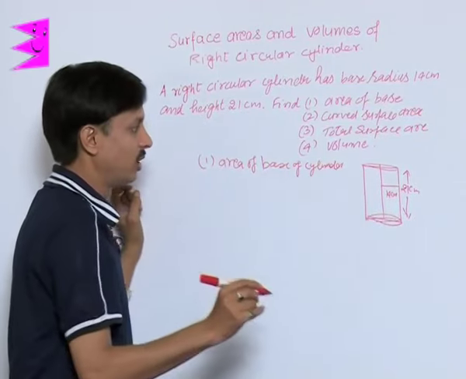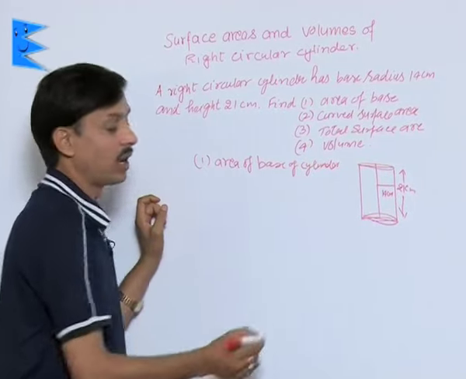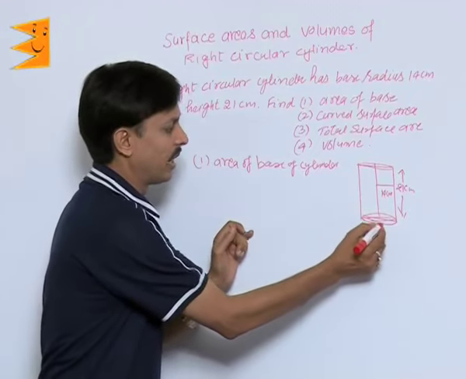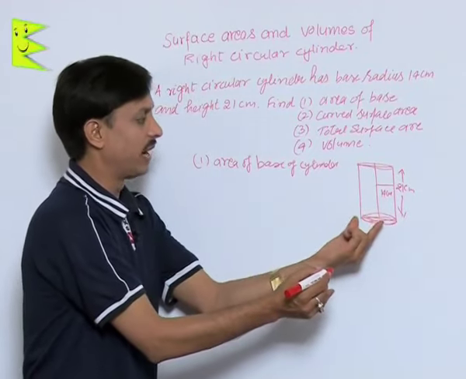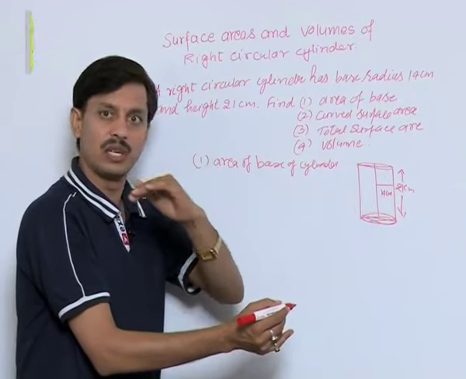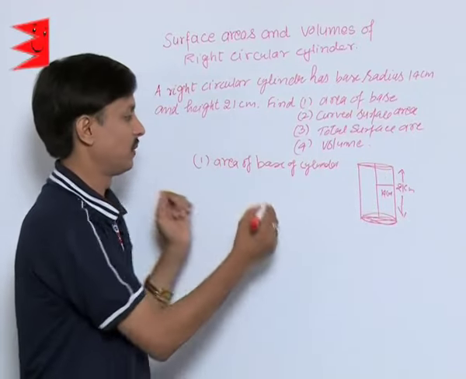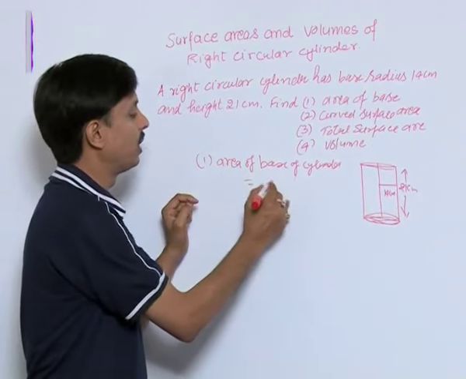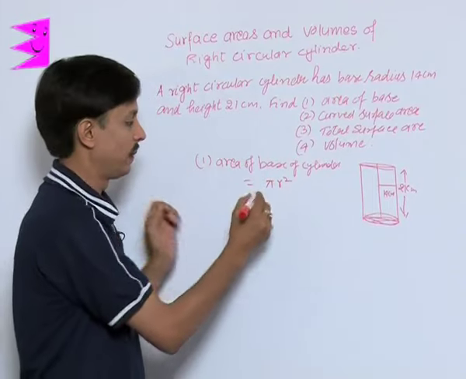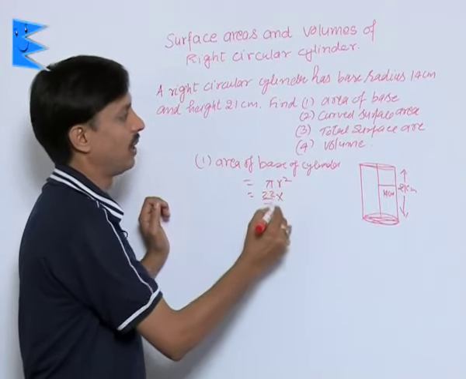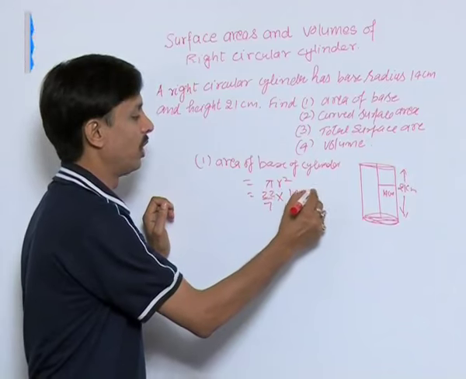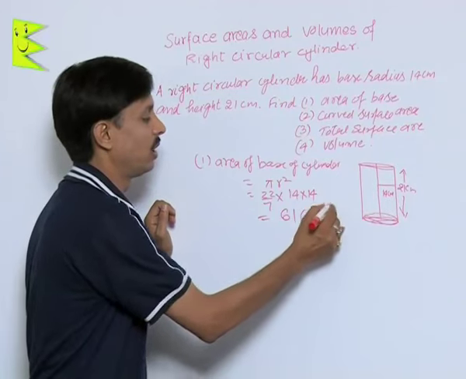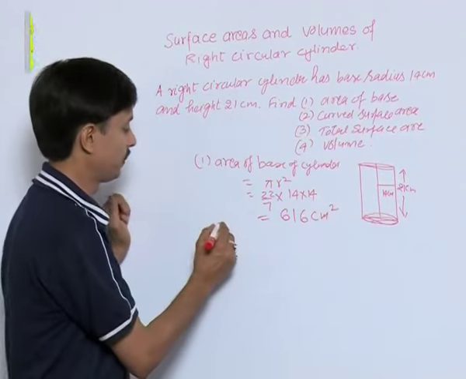Wherever I am writing cylinder, you must understand it is a right circular cylinder. You know very well that the base of the right circular cylinder and the top of the right circular cylinder are two identical circles. So finding the area of base of the right circular cylinder means finding the area of a circle, that is pi r square. Here pi is 22/7, r is 14 into 14. If I simplify, I will get 616 centimeter square, first area.